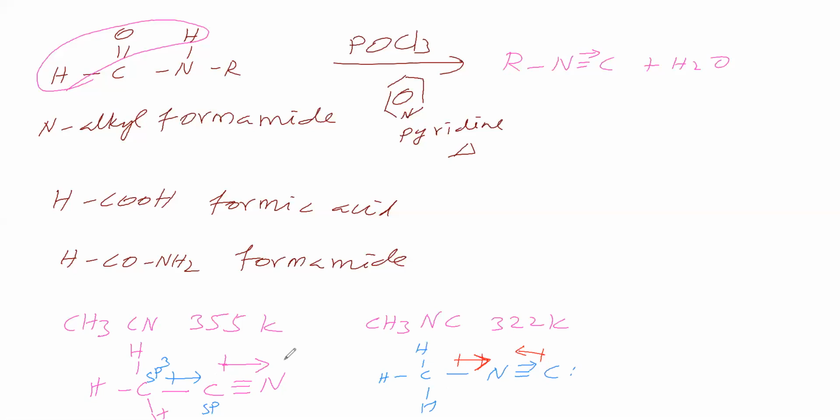Next we will take solubility. Isocyanides are soluble in water as well as in organic solvents, since they are organic compounds. So next we'll see chemical properties.